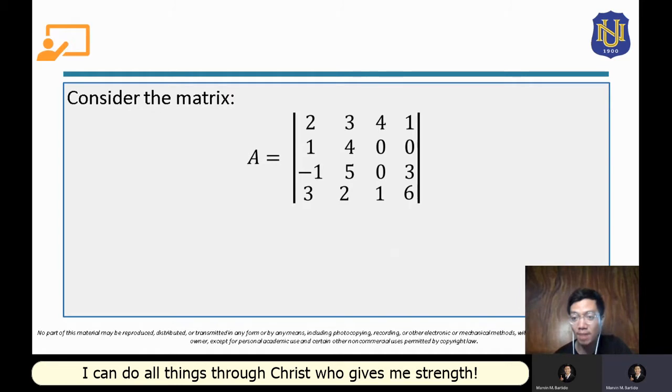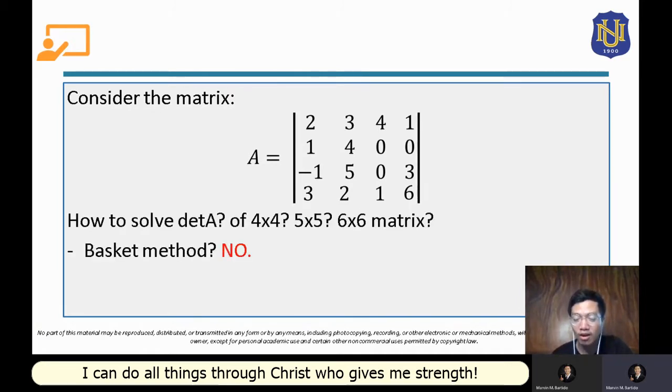Can we use basket method for that? Class, the answer is no. We cannot use basket method in solving 4 by 4, 5 by 5, 6 by 6 matrices. The basket method is just for 3 by 3 matrices. For 4 by 4 matrices, 5 by 5 matrices, 6 by 6 matrices, and so on, we are going to use the methods that I am going to discuss.